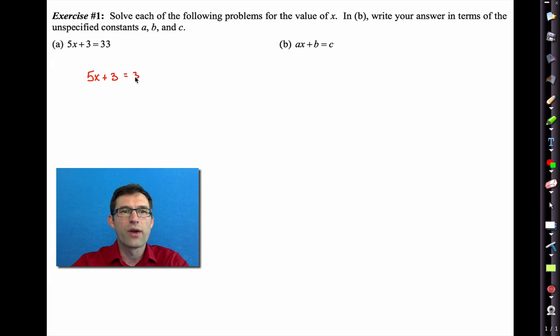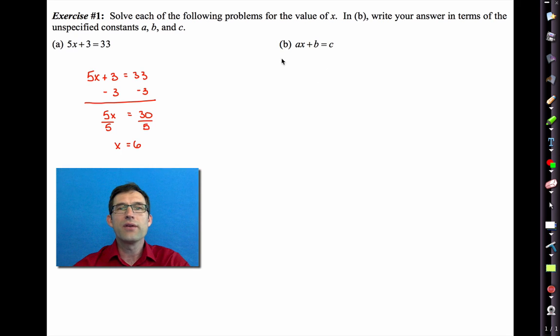Start out today in red. All right, we're going to use the additive property of equality to add -3 to both sides. That's going to give us 5x equals 30. Then we're going to use the multiplicative property to divide both sides by 5 or multiply by 1/5, and we're going to get x equals 6. No problem, right? Now let's do letter B.